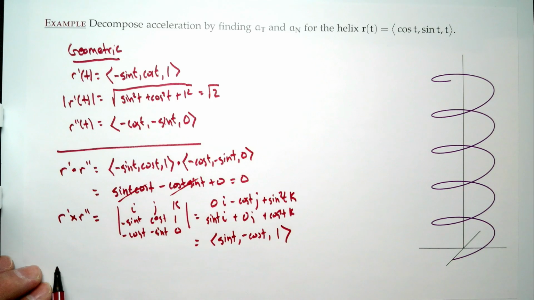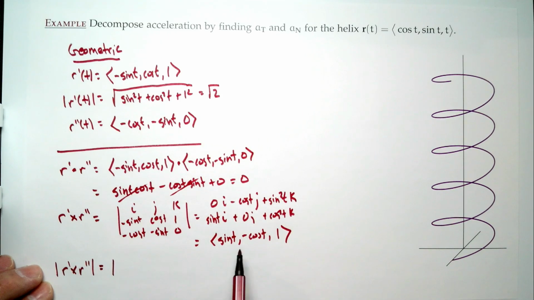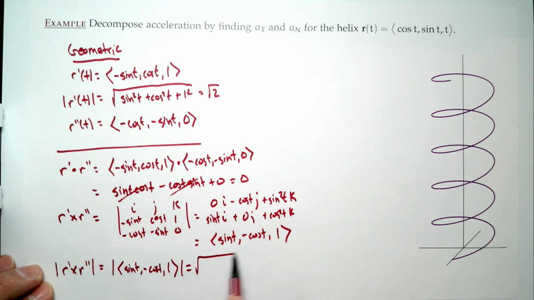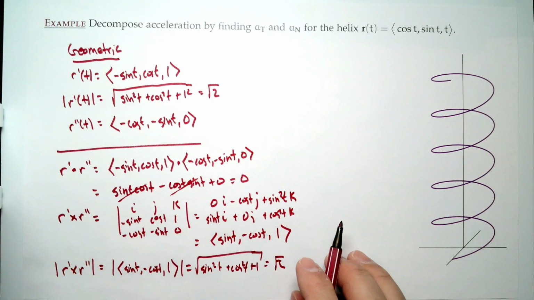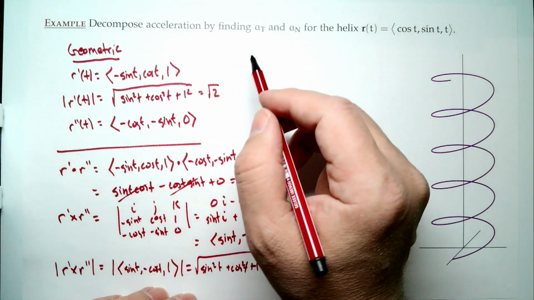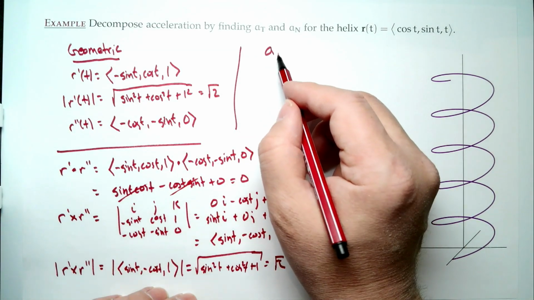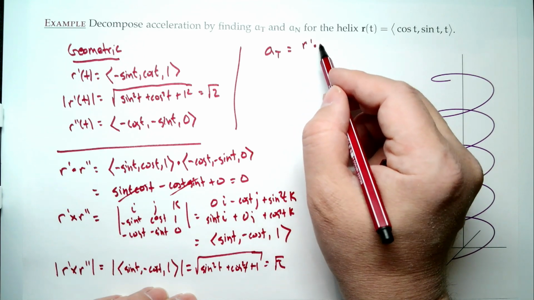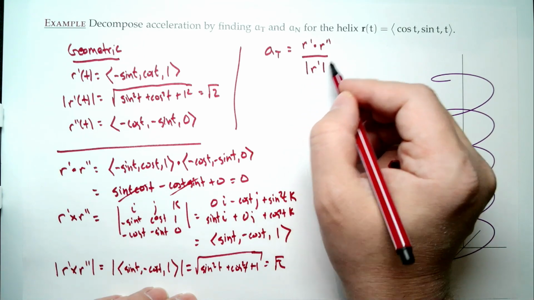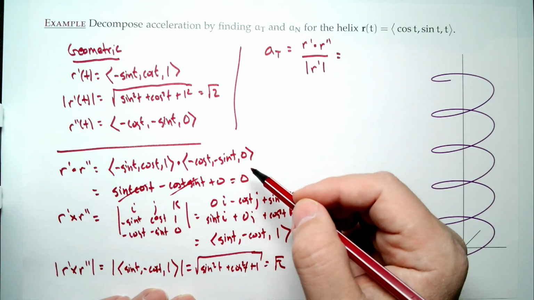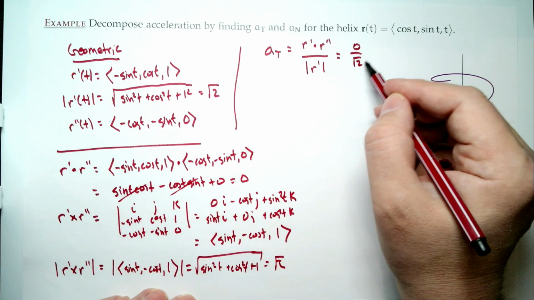Now, the other thing we need is the magnitude of r prime cross r double prime. Well, so that's the magnitude of this vector, sine t, negative cosine t, 1. And similar to what we did up there, that's going to become sine squared plus cosine squared plus 1, which is square root of 2. So, putting it together, we can now say that a sub t, which is r prime dot r double prime over the magnitude of r prime, is 0 over root 2, which means that you get 0.